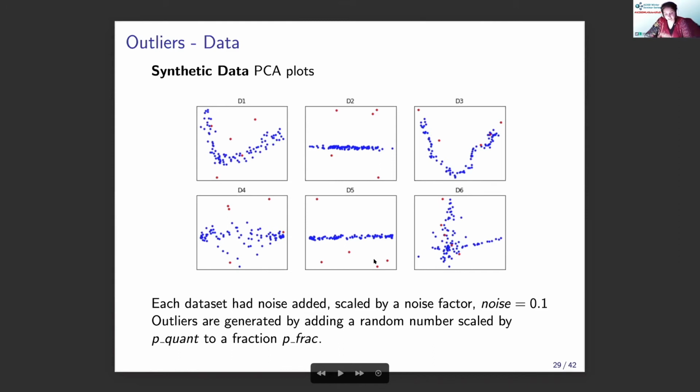Now, for each data set, noise was added, and this was scaled by a noise factor, in this case 0.1. Outliers are generated by adding a random number, scaled by a p-quant, to a fraction of the features, which we're calling p-frac, which means I can control just exactly how obvious these outliers are.